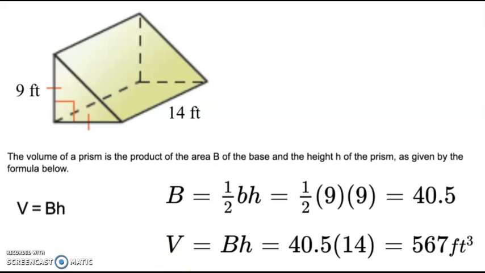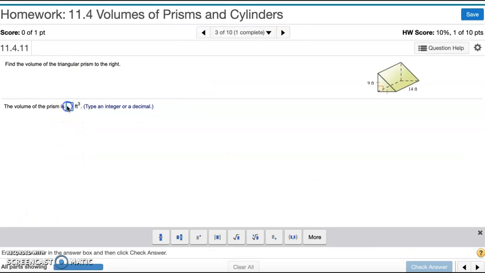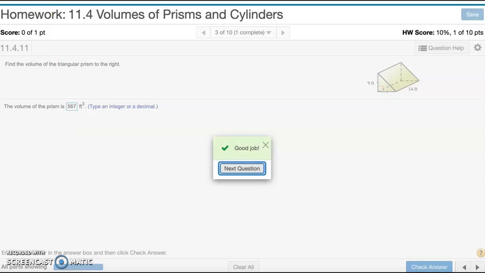The formula of the volume says to multiply that by the height. So 40.5 times 14 is 567 feet cubed. So let's type that in. So typing in 567, and that is number 3.